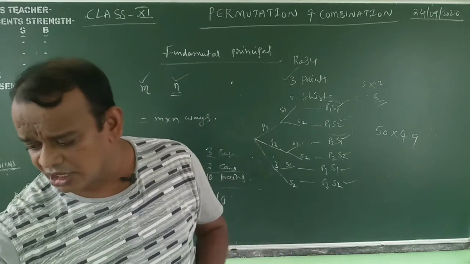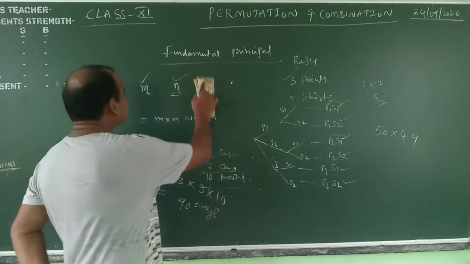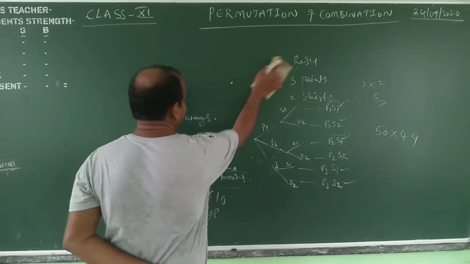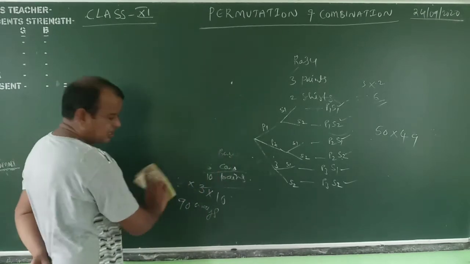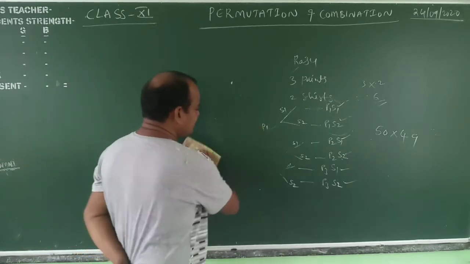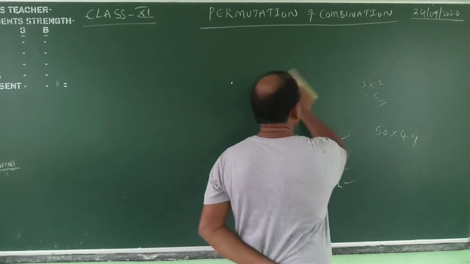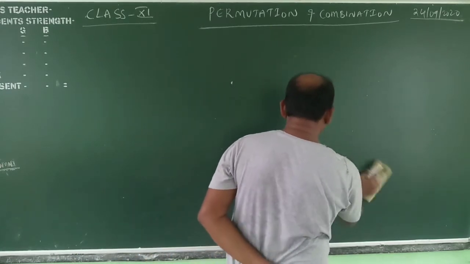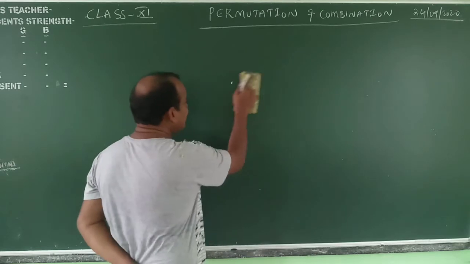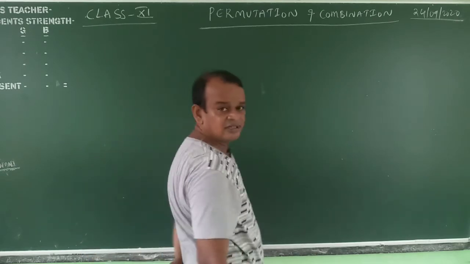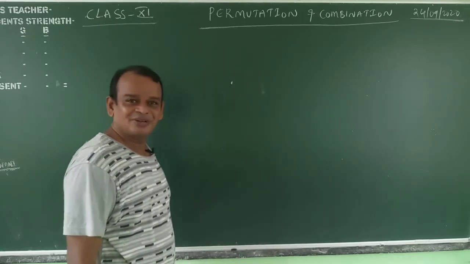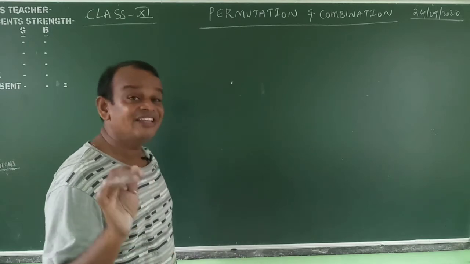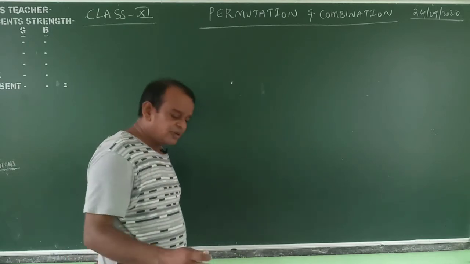Now we are going to the permutation. I hope that this is okay. What is the permutation? What is the meaning of the permutation? Simple. Permutation is nothing but the arrangement of the objects. Understood? Permutation is the arrangement of the objects.